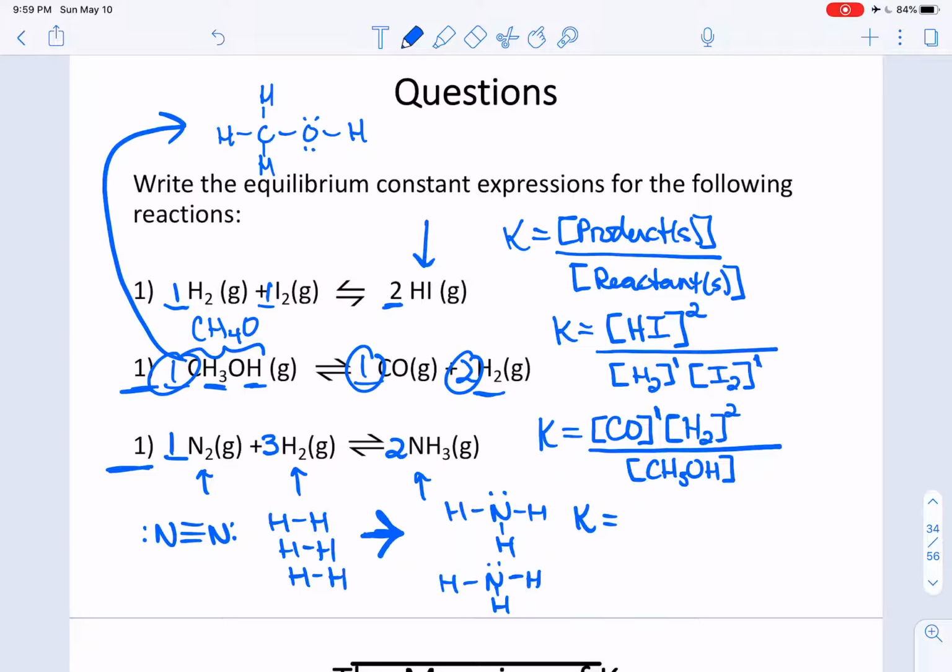What we have here is we have our product, and that goes on the top. Our product is NH3. We raise that to what power? To the second. And then we have the nitrogen molecule raised to the first power, but we don't have to write the 1 there. And then we have, oops, not H3. Bad, teacher, bad.